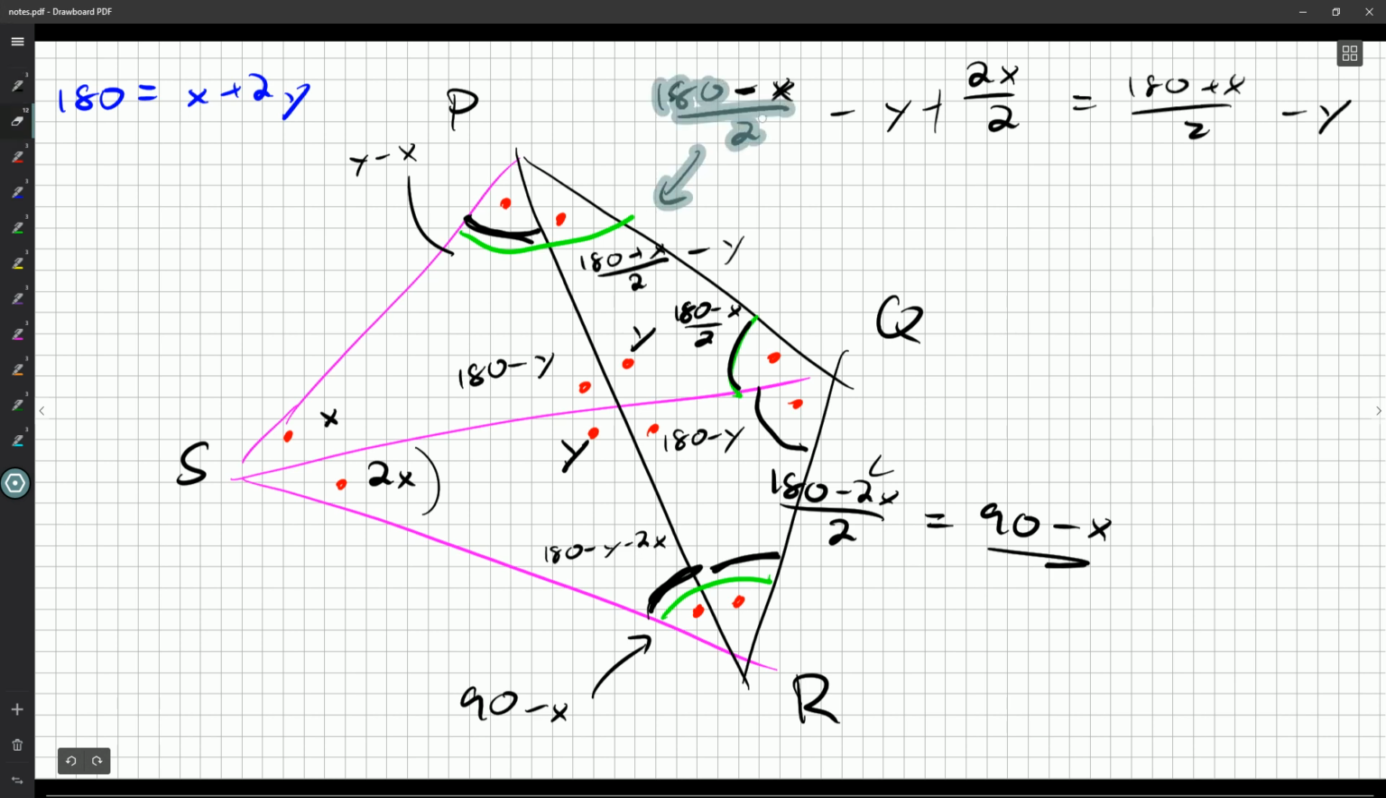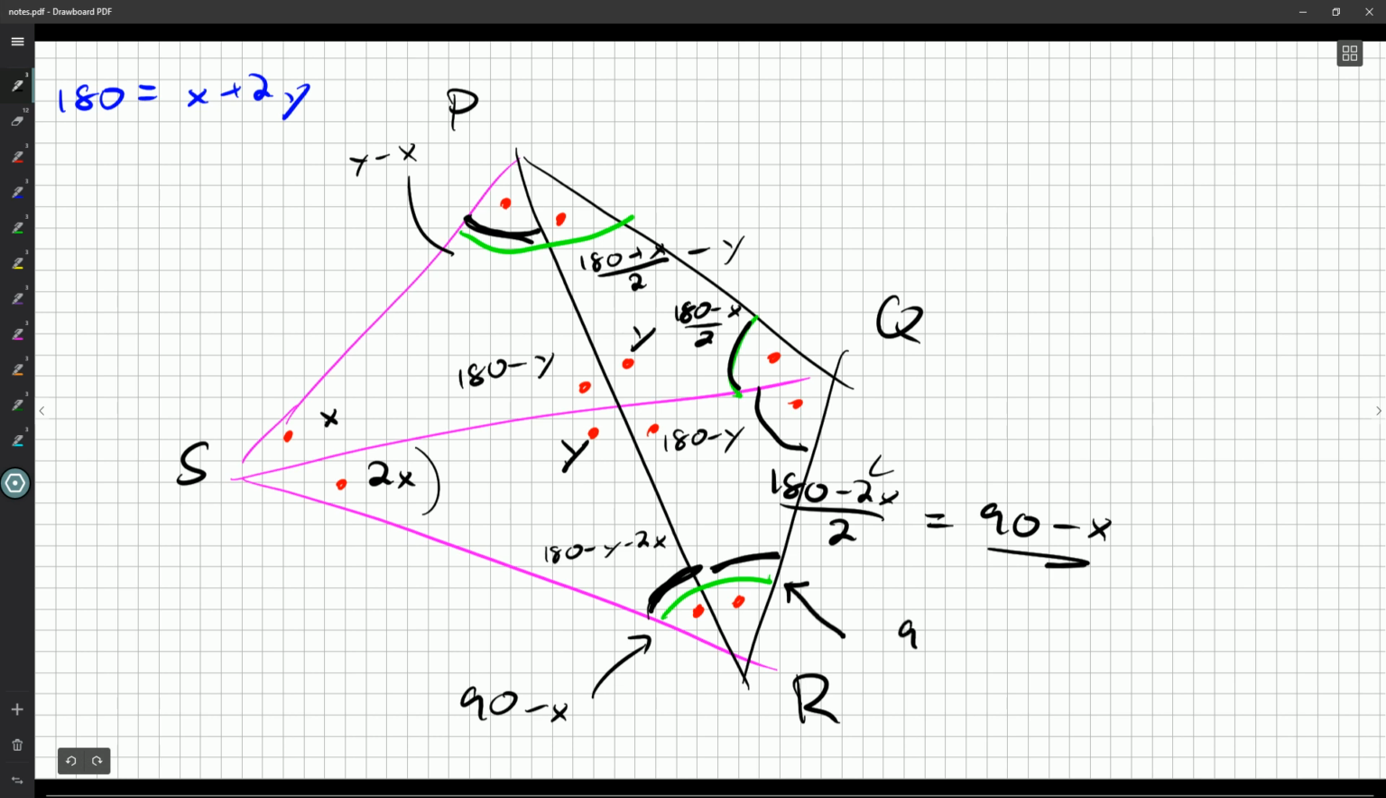Okay, and then it looks like everything can be determined just in terms of our x and y. And then this angle down here is going to be 90 minus x minus 180 minus y minus 2x. Drop the minus sign and it turns into a plus x and a plus y and a plus 2x. So it'll be x plus y minus 90. There we go. So that's what that angle down there is.